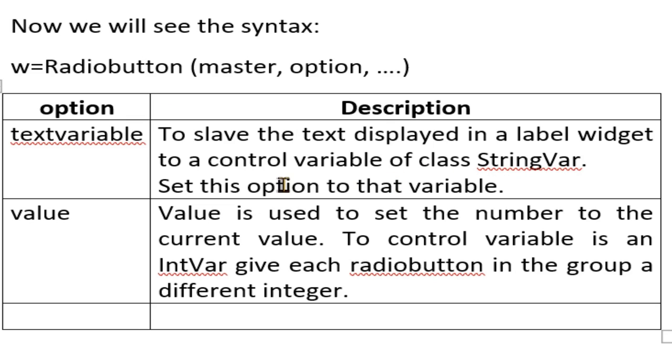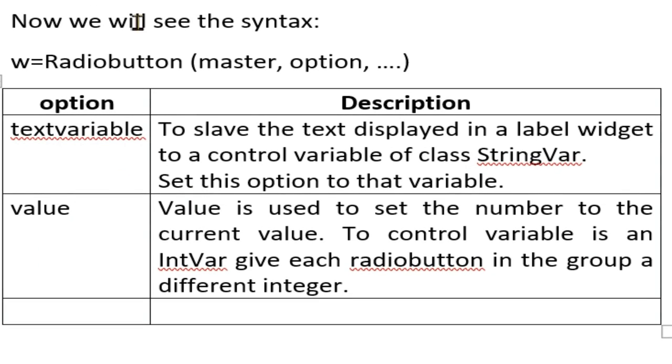Here to define a string value, you define it like this: S should be capital in StringVar, V should be capital. And if you want to define an int, I should be capital in IntVar, V should be capital. And then here you can see text variable, that is it will display the text displayed in a label widget. Here we can use the label widget and so on. And then value means we need to give some value to the variable which we have saved as int. If we save it as a StringVar, we need to give this command as text variable.